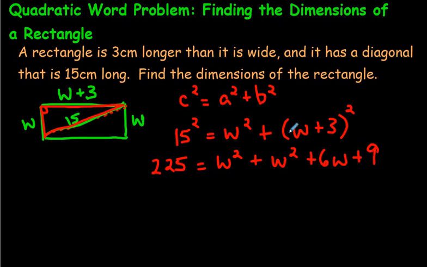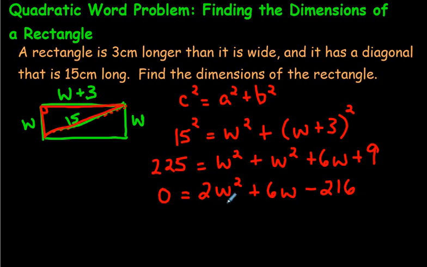And then you put all of this together, so put any like terms together. I'm going to bring the 225 over, subtracting it from both sides. Let's put the two W squareds together as well. Those are called like terms. So we have 2W squared, plus 6W, and then subtract 225 from both sides. So 9 minus 225 would be negative 216.